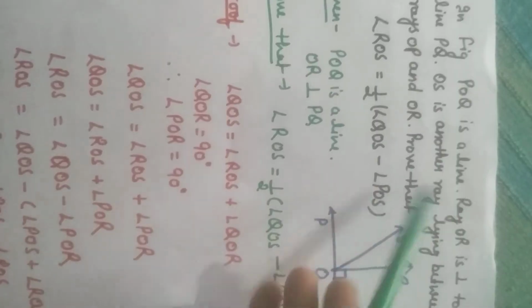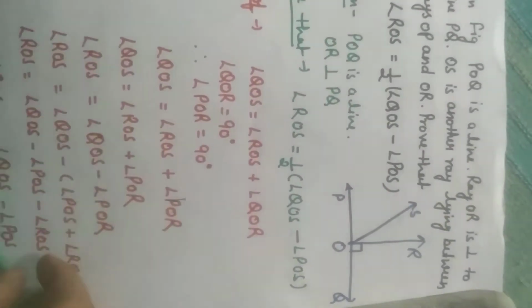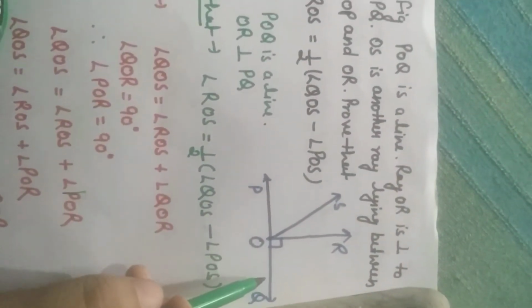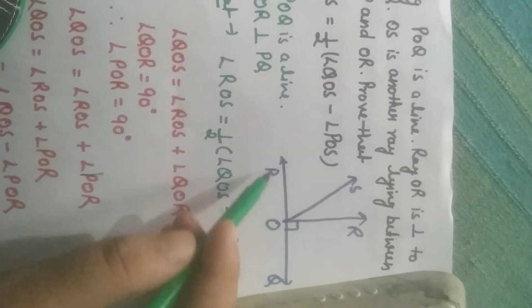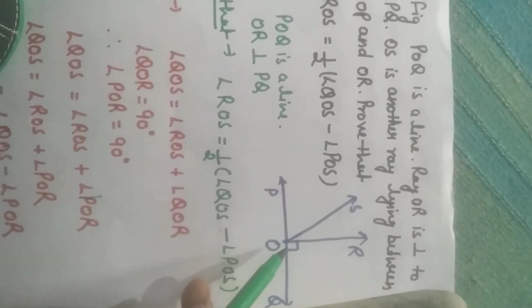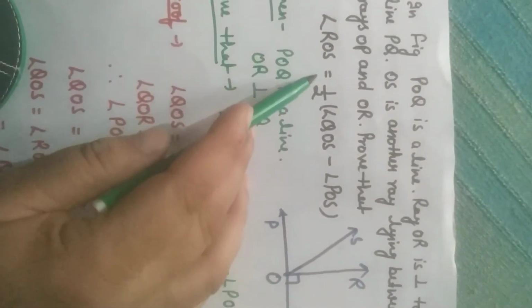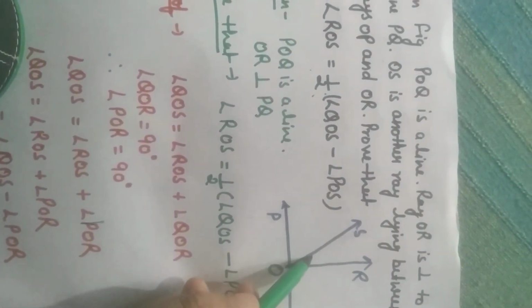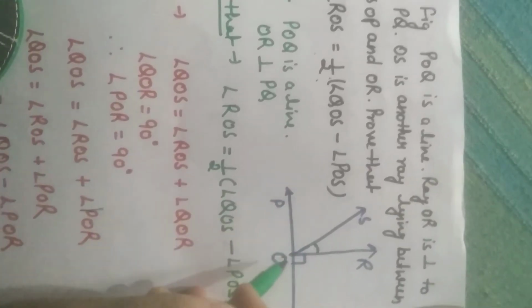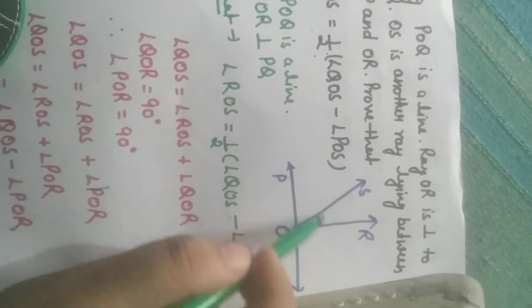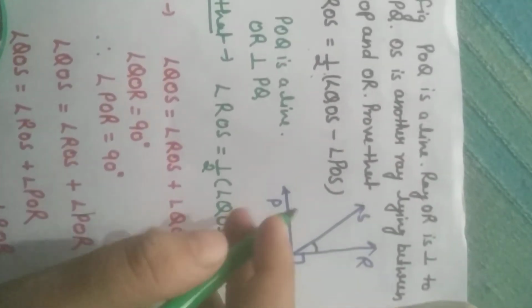In the figure, POQ is a line. One line is given, that is POQ. OR is perpendicular to POQ. One ray is given, that is perpendicular to PQ. Another ray is here, that is SO. They are saying to prove that angle ROS is equal to half of angle QOS minus angle POS.